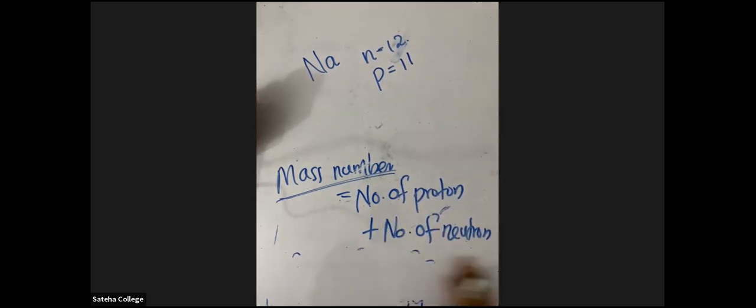Proton number 11, neutron number 12. 11 plus 12. Now some people are saying 32. Is it correct? 11 plus 12, addition. The answer is 23. Did you understand? Is it clear?